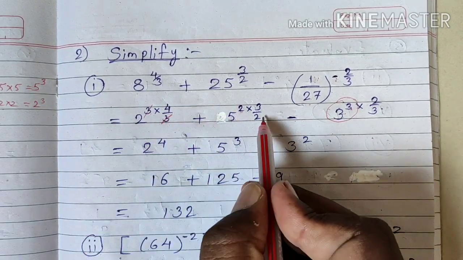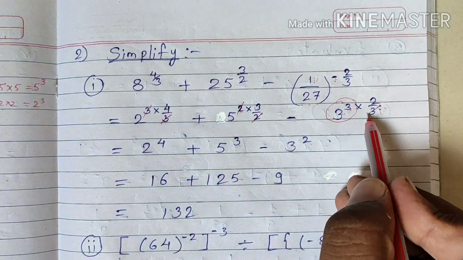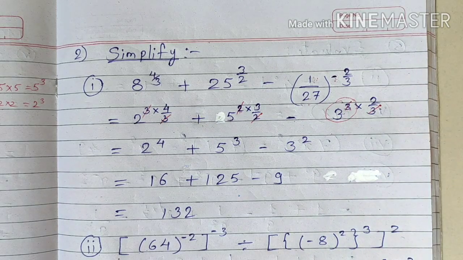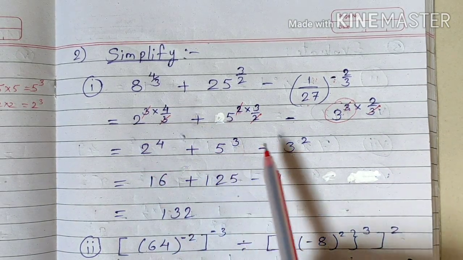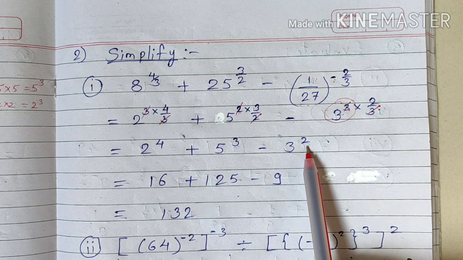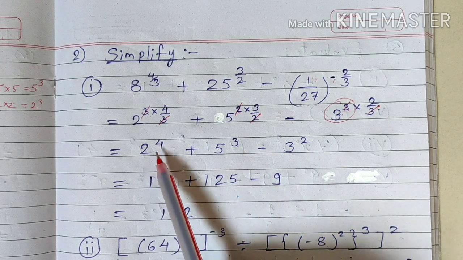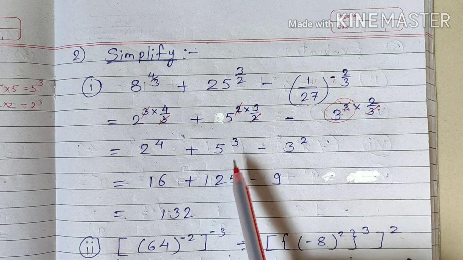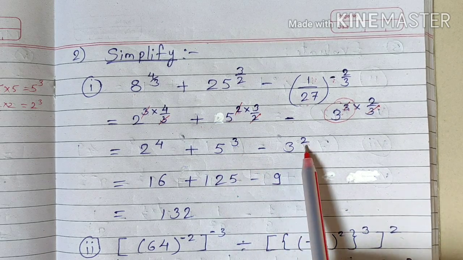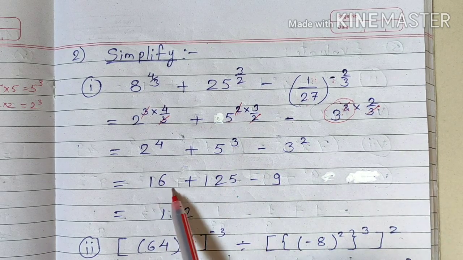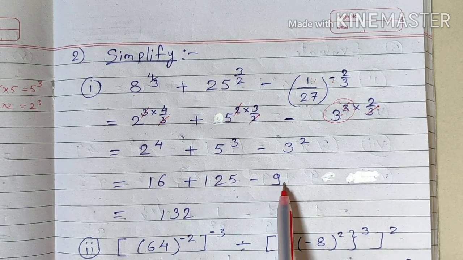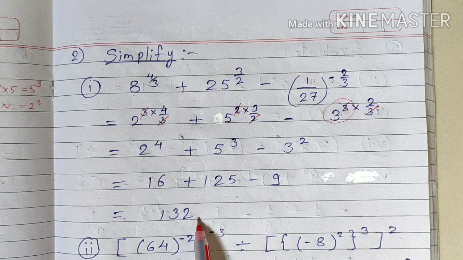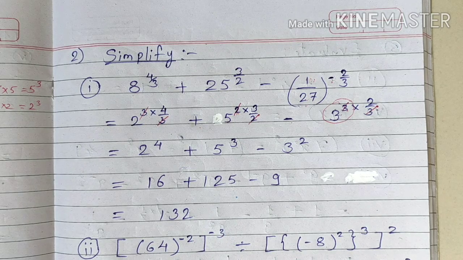Now what will happen here? 3 gets cancelled, 2 gets cancelled, also this 3 gets cancelled. Okay. So 2 raised to 4 plus 5 raised to 3 minus 3 raised to 2. So 2 raised to 4 is 16, 5 raised to 3 is 125, 3 raised to 2 is 9. When we calculate this, first we add these two and then subtract 9, we are getting 132 as the final answer. Okay.